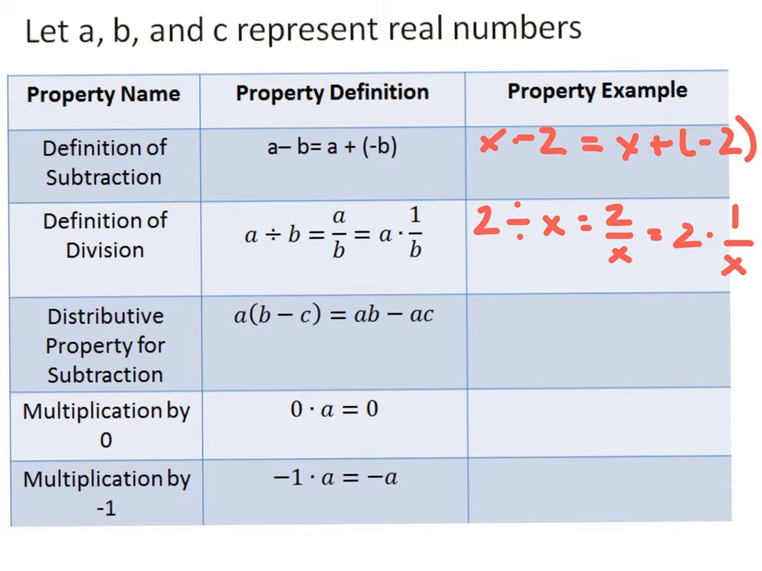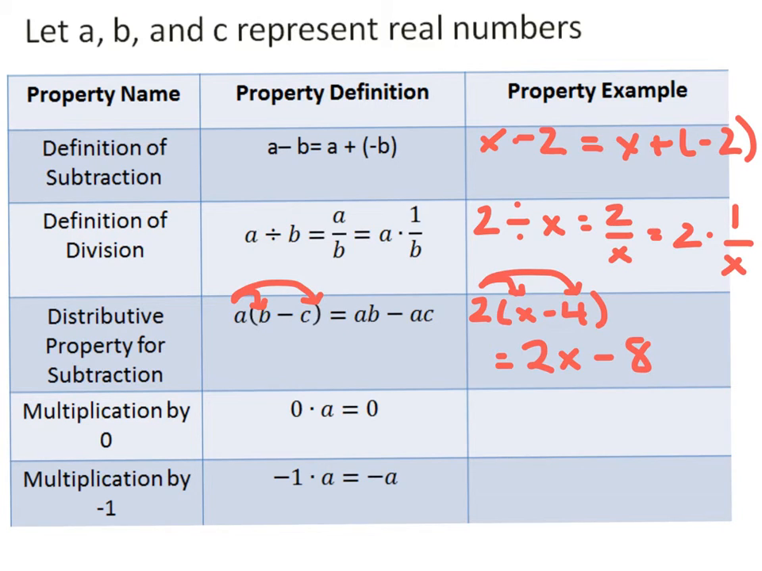The distributive property for subtraction says that a times parentheses b minus c, where a is distributed to the b and the c, becomes ab minus ac. So in our example of 2 times x minus 4, the 2 is distributed to both of our terms. So it becomes 2x minus 8.